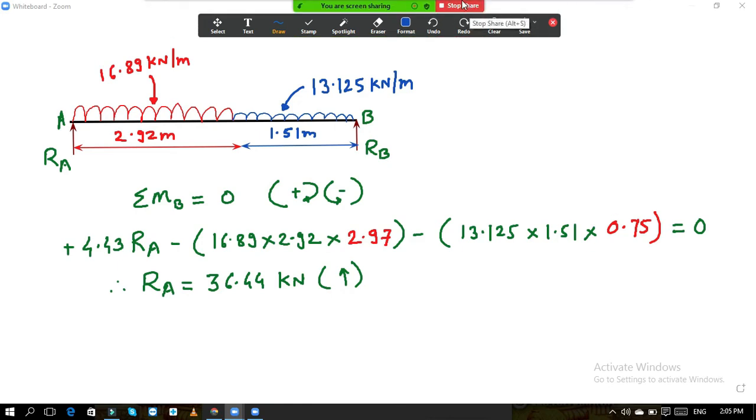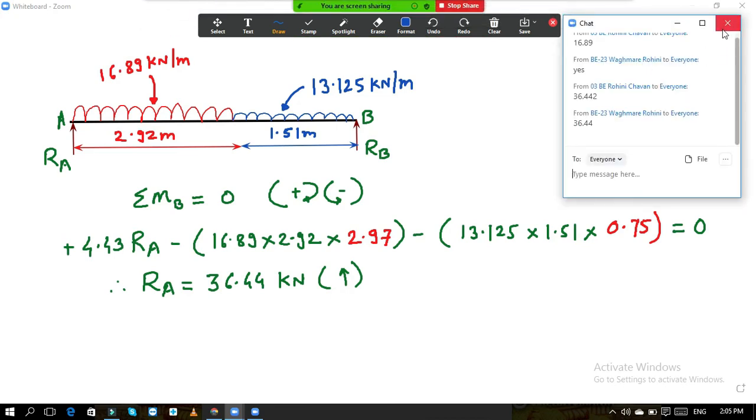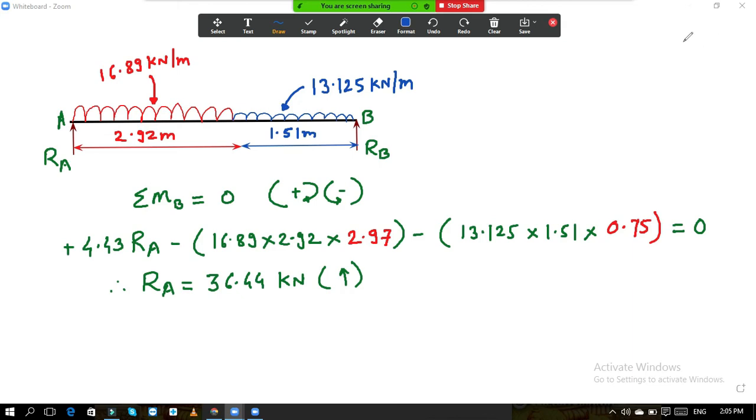At which point is it maximum? So I am asking you the basic questions. To find out the maximum bending moment, see, point of contraflexure is the point where the bending moment is 0. Okay, so we don't want that point. We want a point where the bending moment is maximum, and we want to find out the maximum bending moment.